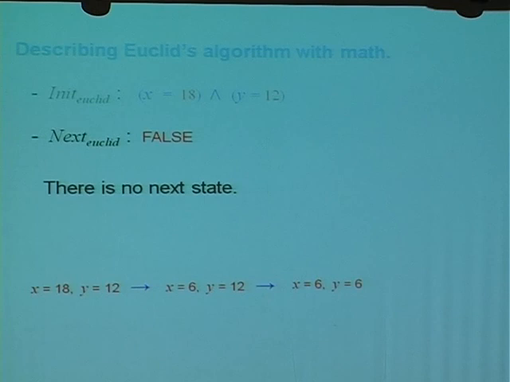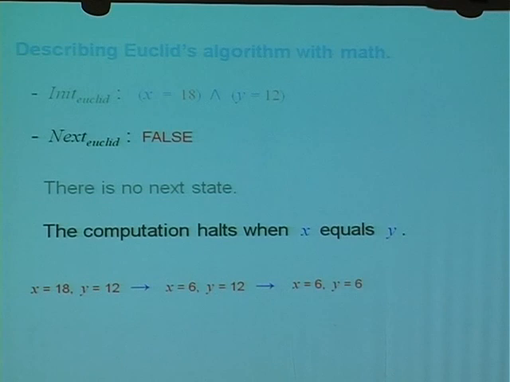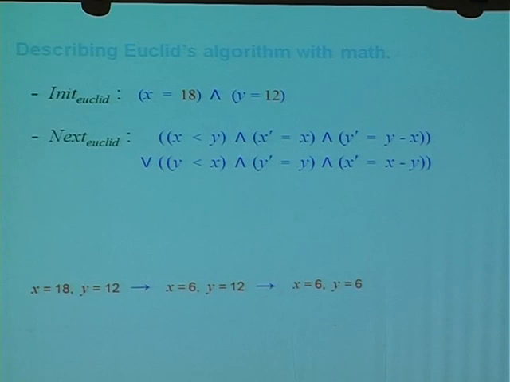There's no value we can substitute for Y prime that's going to make false equal to true. So there is no Y prime satisfying the next state relation when X equals 6 and Y equals 6. So that means the computation halts. And you can see in general the computation will halt when X equals Y. So that's Euclid's algorithm, and indeed it correctly computed the GCD of 18 and 12, which we saw was equal to 6.